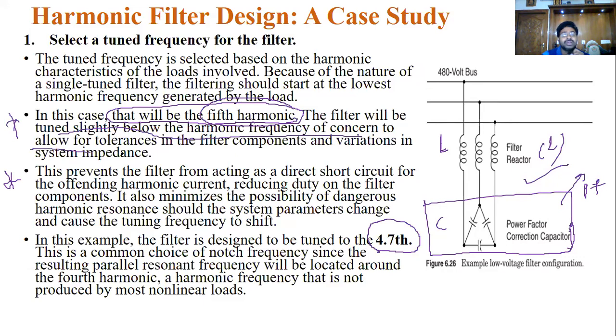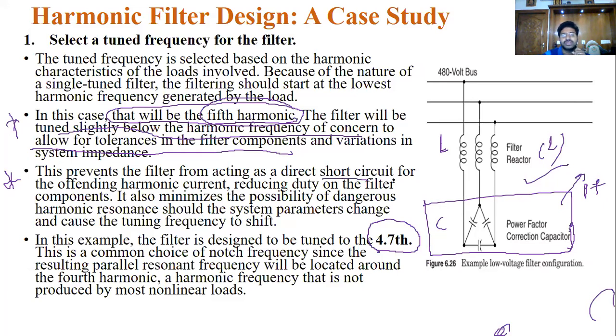So it can allow for the tolerances in the components. The components, nothing but RLC values, also have some tolerance values. If you design the filter exactly for the fifth order, it may cause some short circuits in the system.